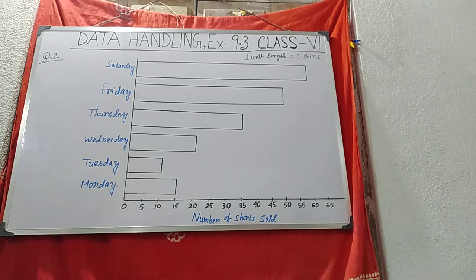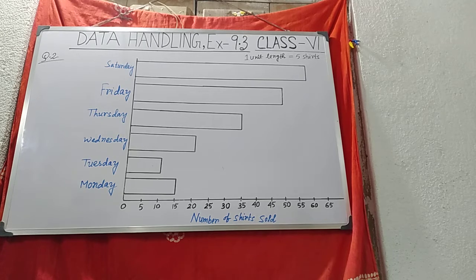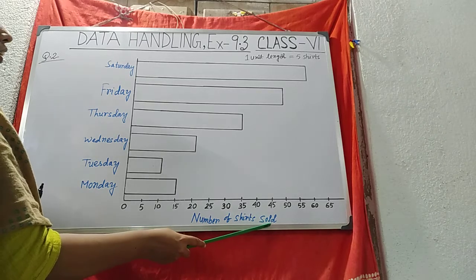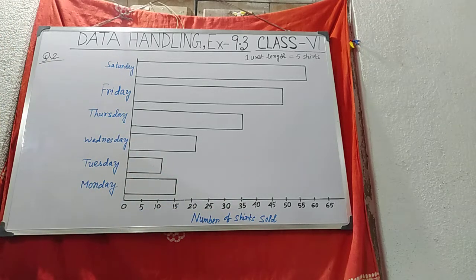Now we move to the questions of question number 2. In the first question it is written, what information does the above bar graph give? So simply this bar graph shows the number of shirts sold from Monday to Saturday. So we can write it like this.